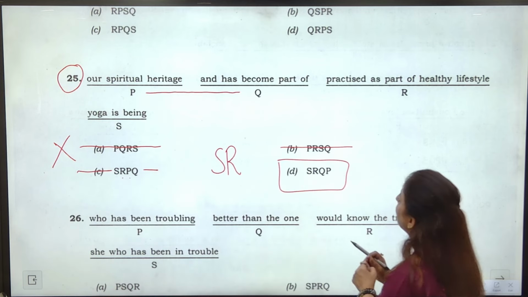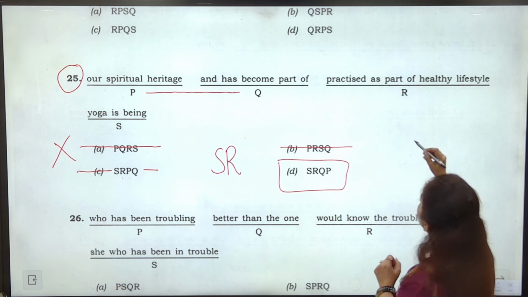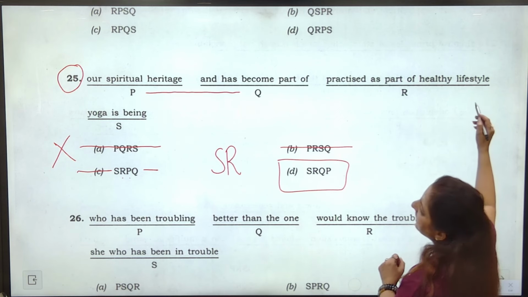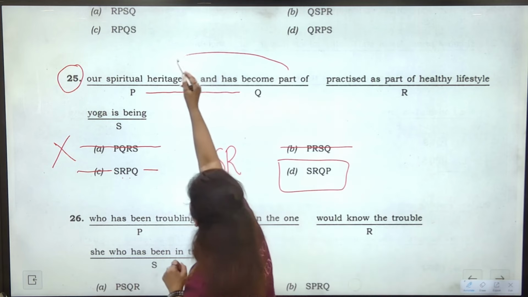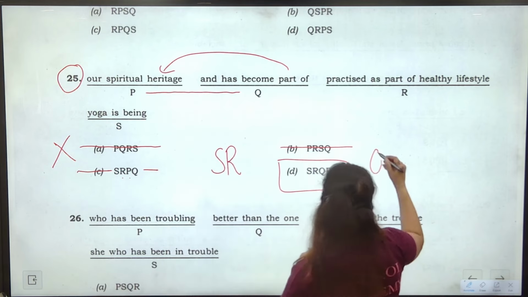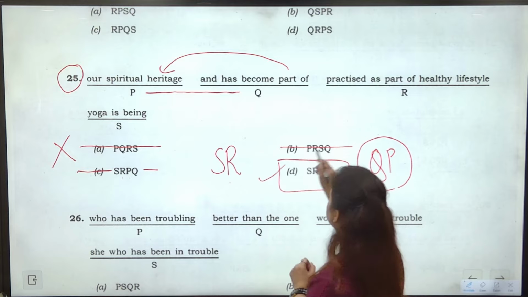Let's read this. SRQP. Yoga is being practiced. Being practiced is part of healthy lifestyle and has become a part of what? Part of our spiritual heritage. So even QP is a pair. SR is a pair, QP. The answer is delta.